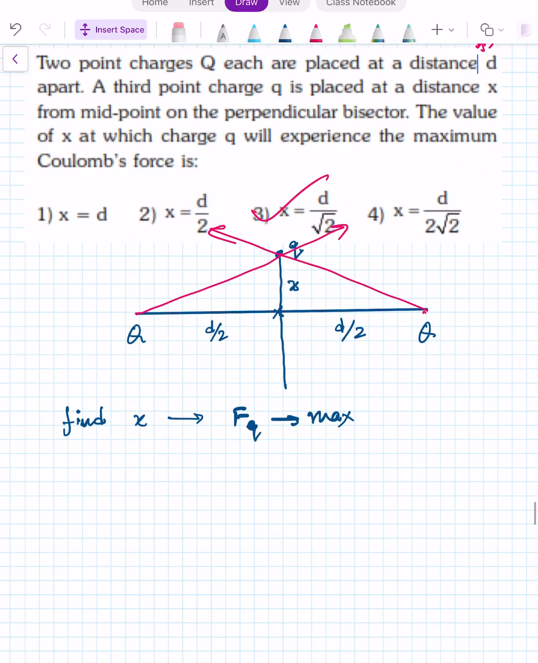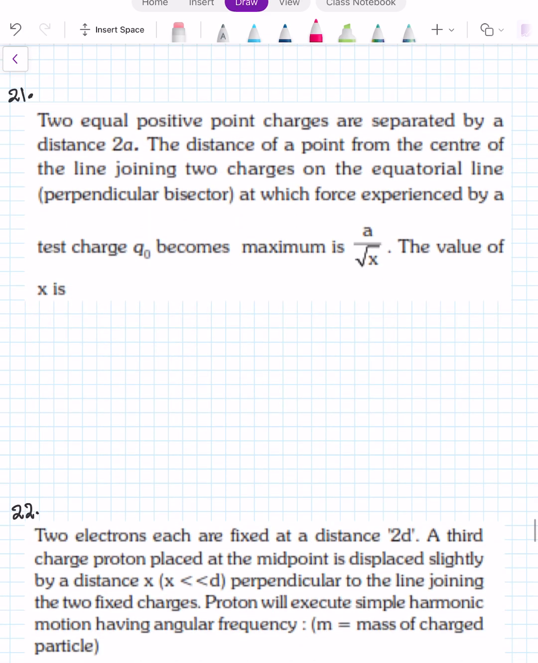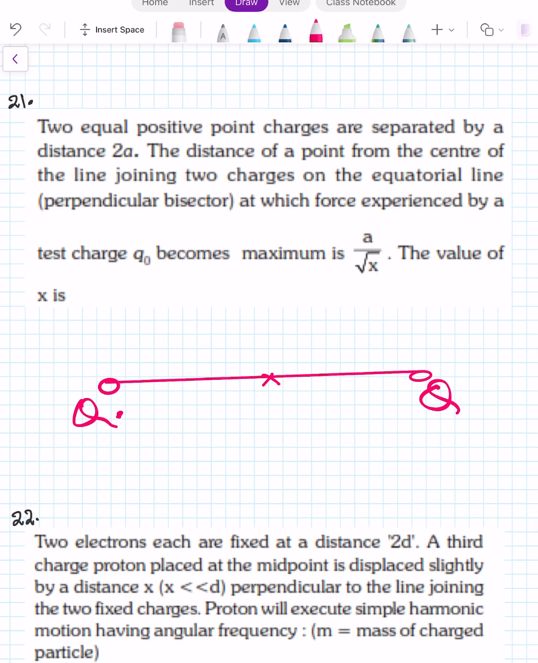Now take the next question. That is also very much similar to this only, and it is also the previous year JEE Main question. They are saying two equal positive point charges are separated by a distance 2a. Same thing. Two positive charges separated by a distance 2a. Now, distance of a point from the center of the line joining two charges on the equatorial line at which the force experienced by test charge. Now, language only has been changed.